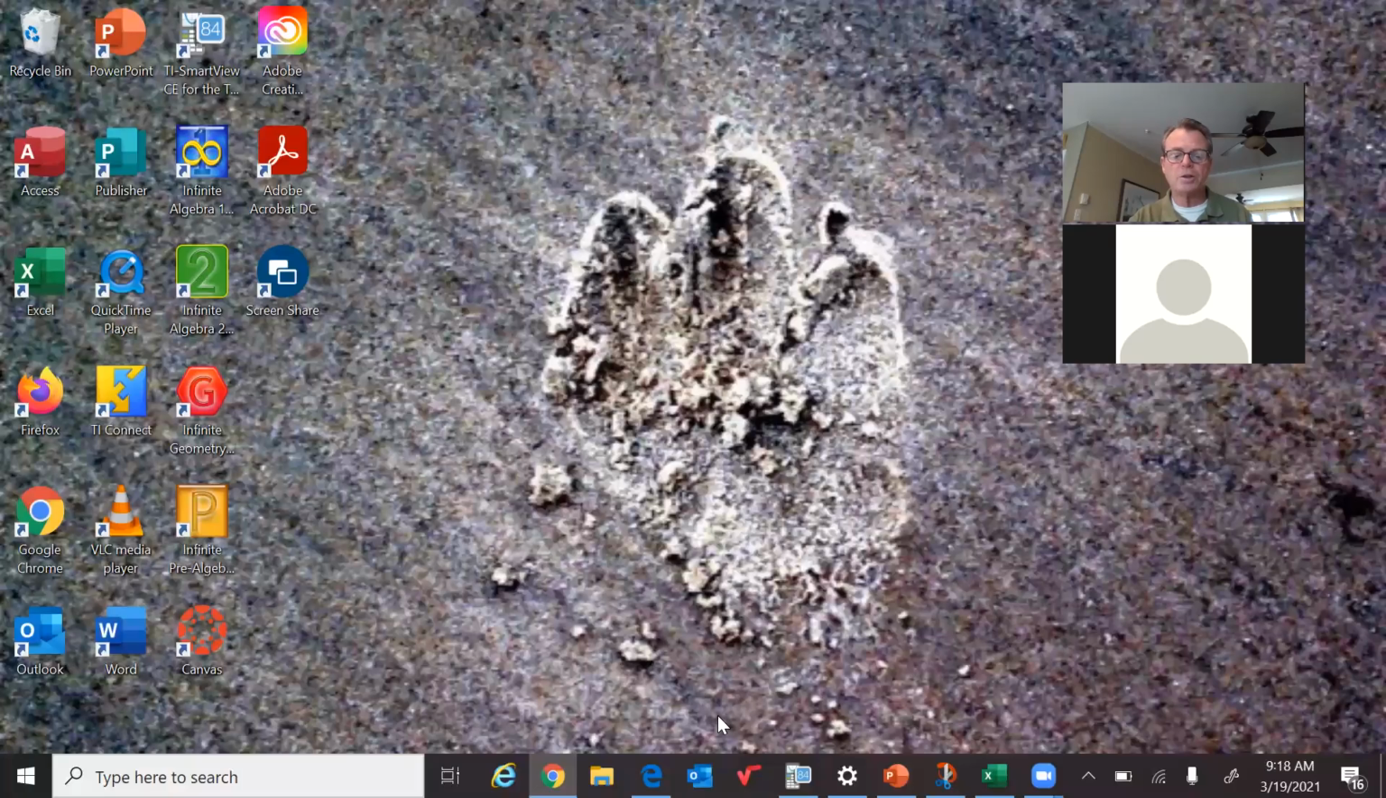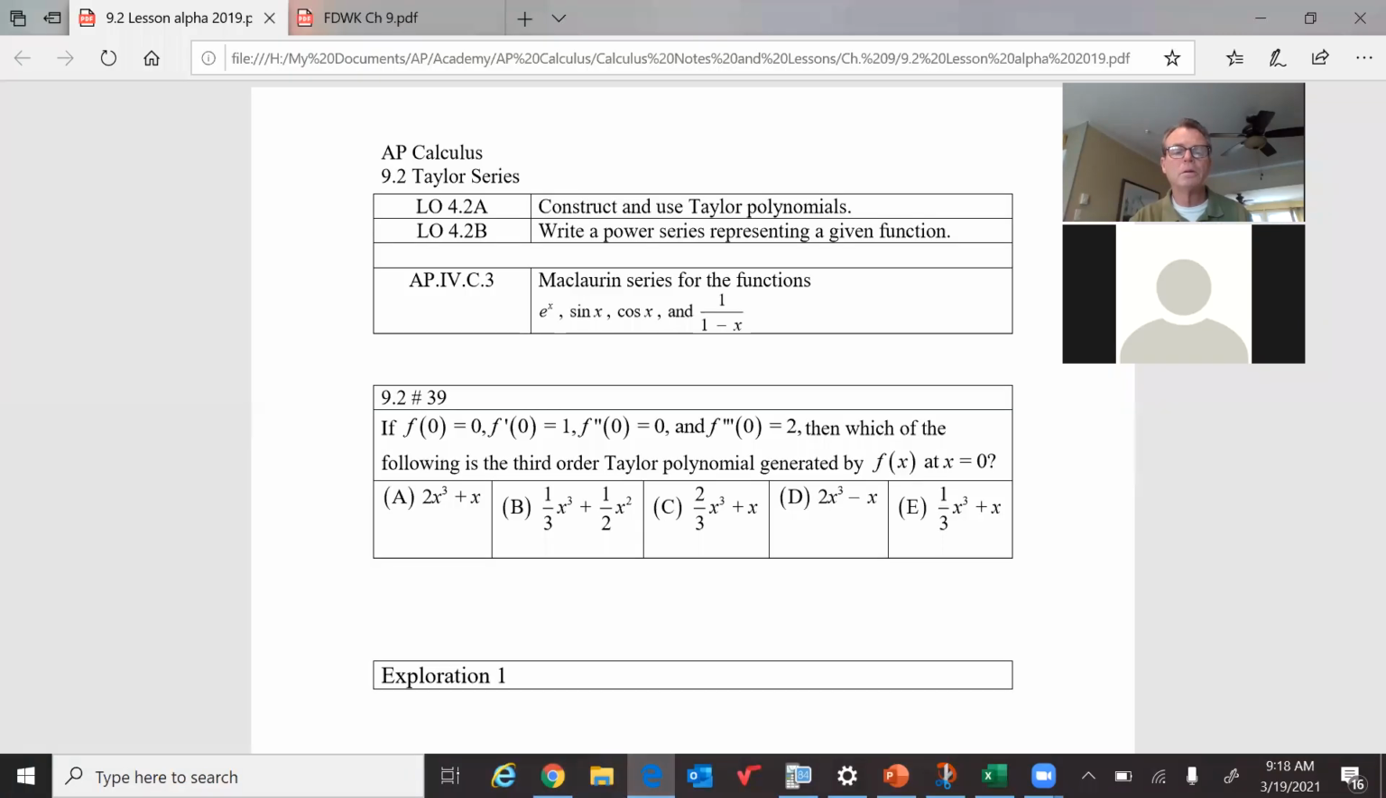And this is 9-2, the alpha lesson. So here's a question from the end. From 39, just read the question. You can't do this question yet. Just read it so you know what to anticipate.